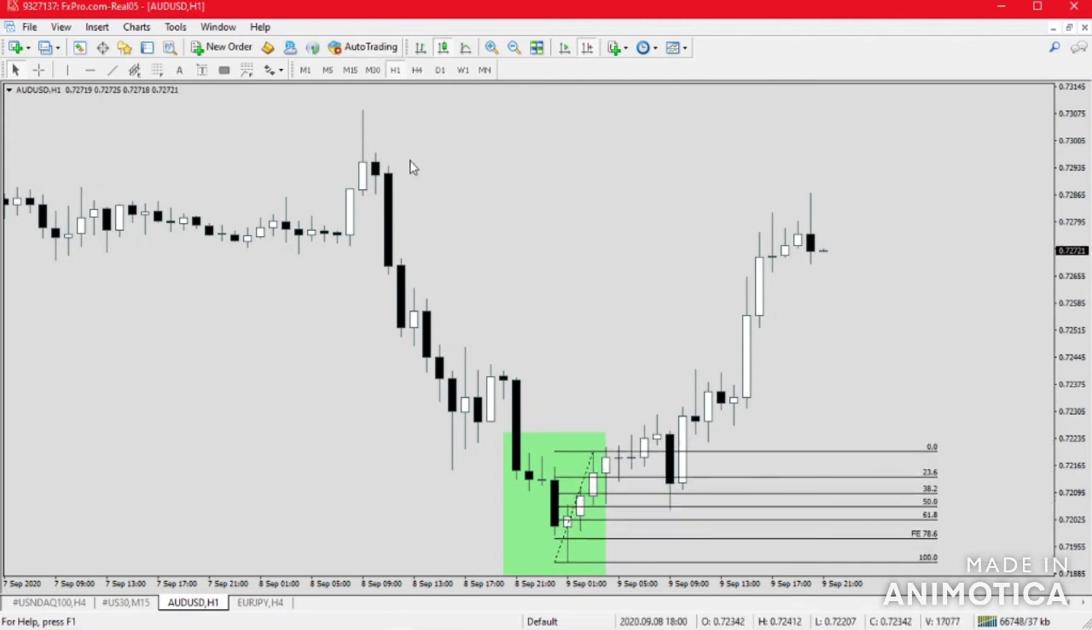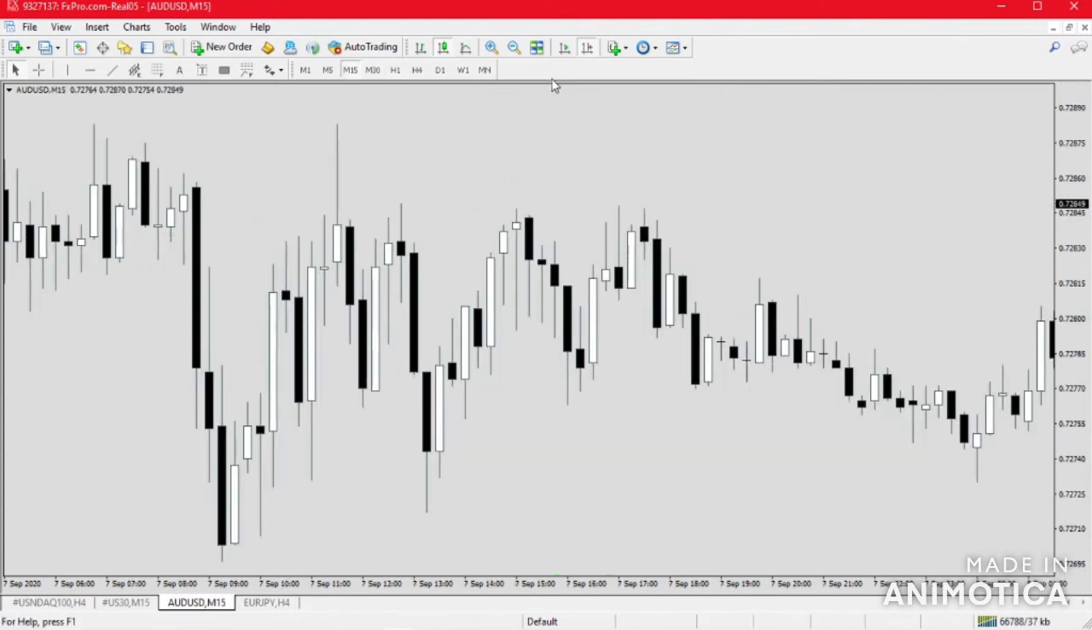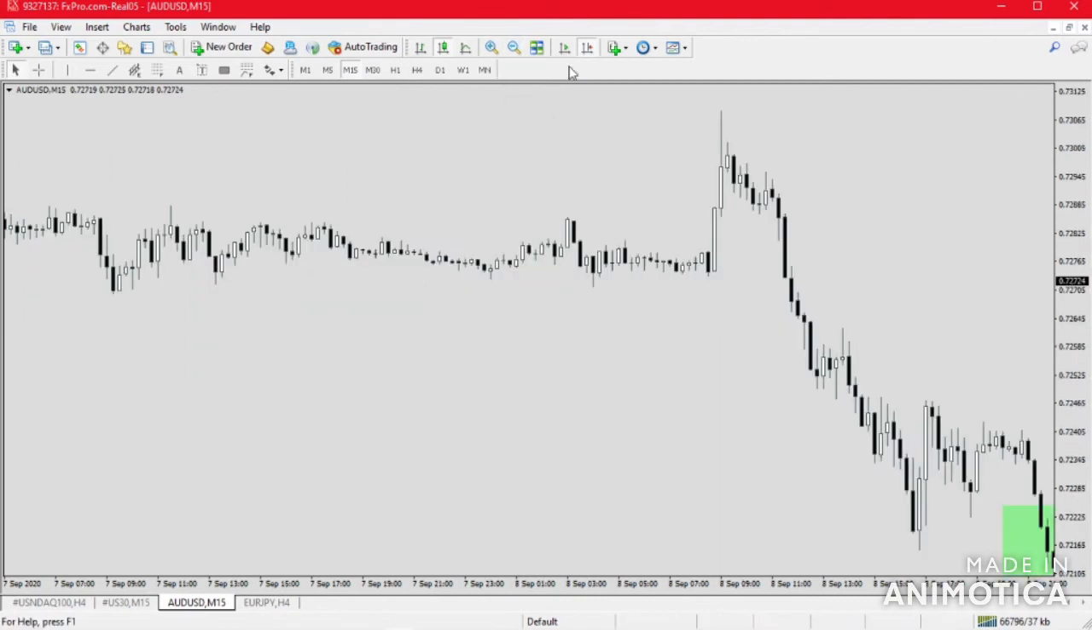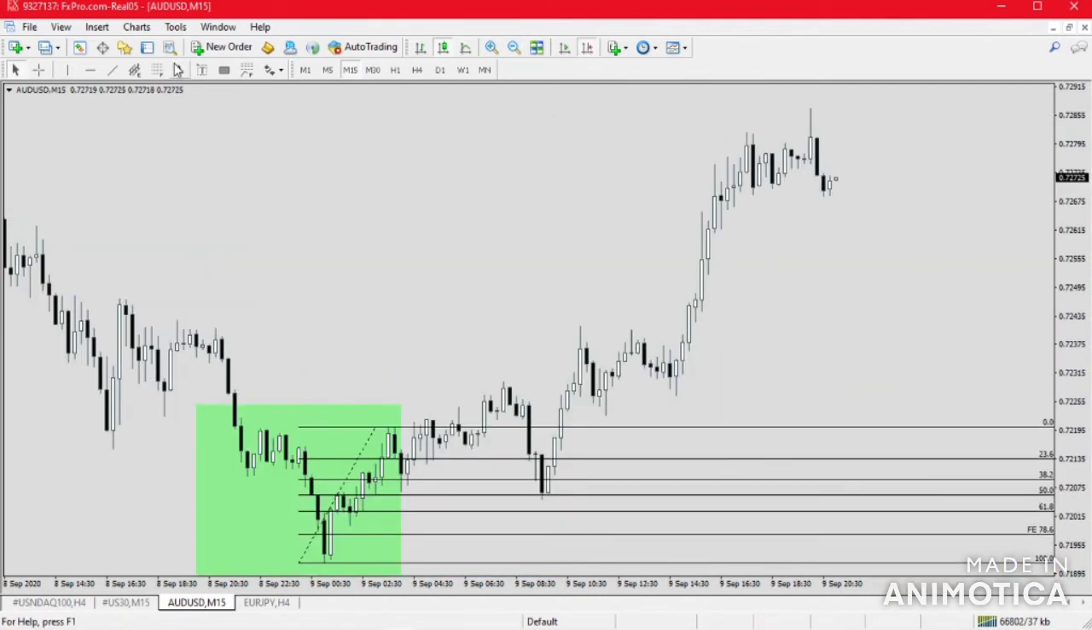It depends. If you are a scalper or intraday trader, you would know which time frame you want to enter. What I like to do is enter on the 15 minutes. Like I said, it will either turn around by the 38, 50, 61, or 78.6. In this case, it made a retest on the 61.8.